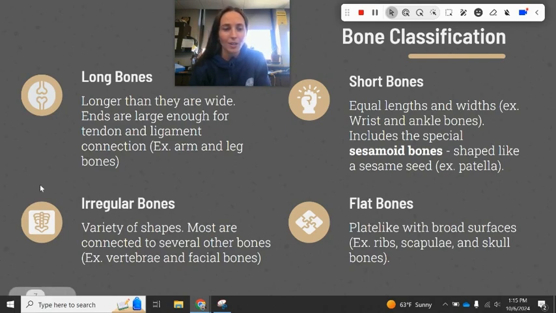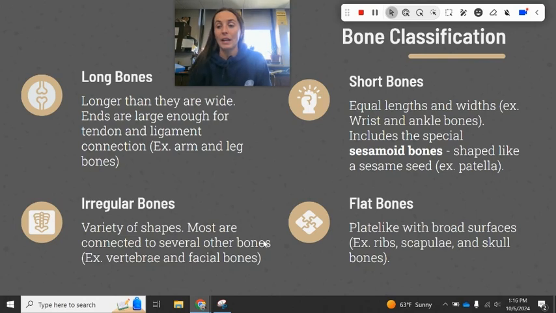Another classification, we're going to talk about irregular bones. These are irregular, right? They don't really fit into any other category. They're kind of a funky shape sometimes, or a variety of shapes. A lot of these are connected to several other bones. So if you think of our vertebrae, or spine, they're examples of irregular bones. They connect to a lot of other things. And also our facial bones are very irregularly shaped. It's hard to classify them as something else.